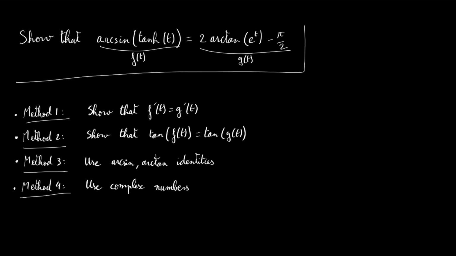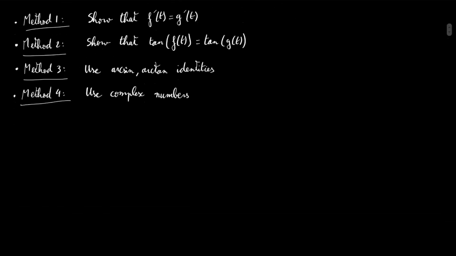For the fourth method, we are going to use some complex numbers, and we will find a way to express arcsine and arctan using some inverse hyperbolic functions and complex numbers. So let's start with the first method.